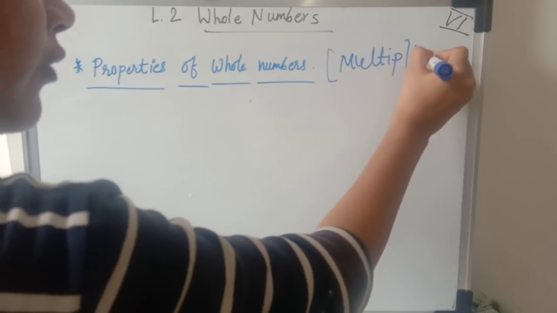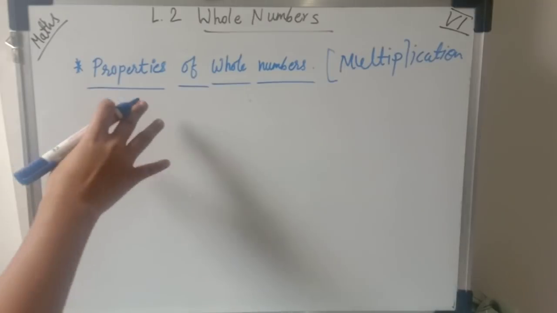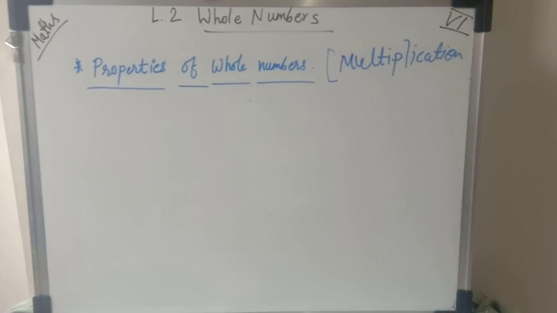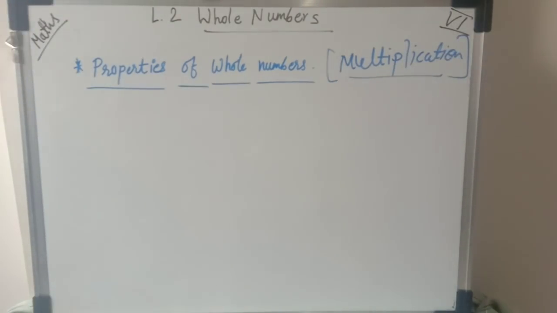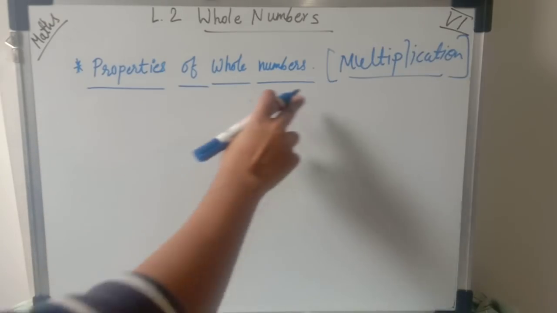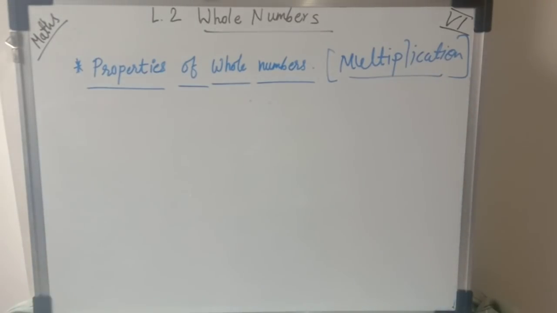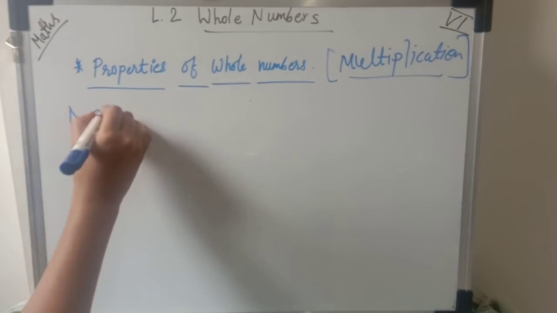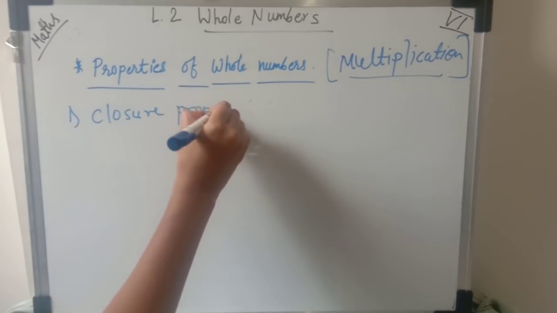Now here we will see, when we are multiplying any whole numbers, what properties we have to remember. So the same properties are there, but here the operations are different. We have seen those properties for the addition of whole numbers. Here we are going to see the properties of whole numbers for multiplication. So the first property is closure property.